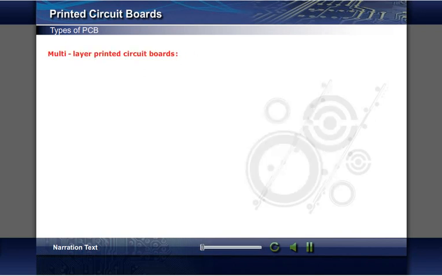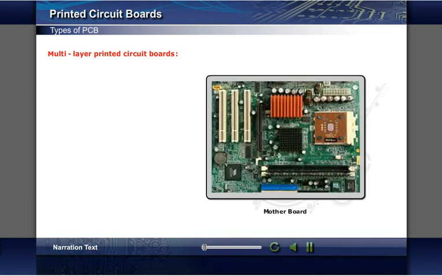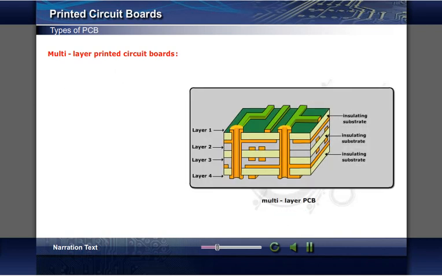Some applications, like computer motherboards, require short signal lengths. Some require high component density PCB. That is, more components in smaller area. PCBs of more than 2 copper layers are used. These are multi-layer PCBs. Some have more than 10 layers. Copper layers are separated by a substrate.